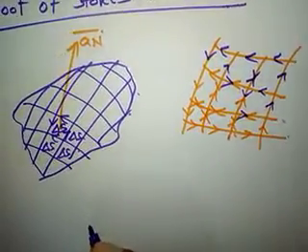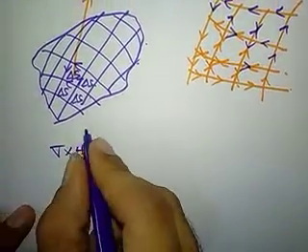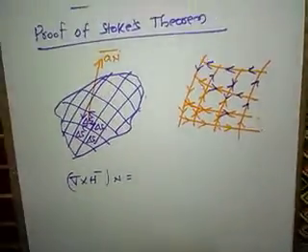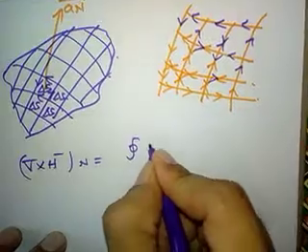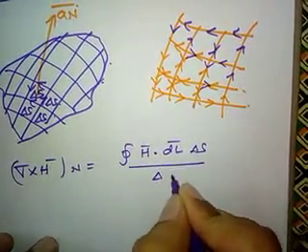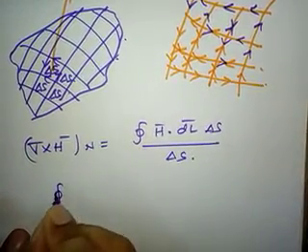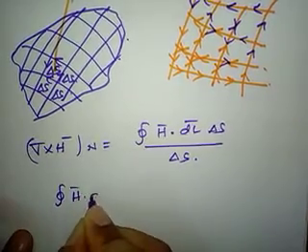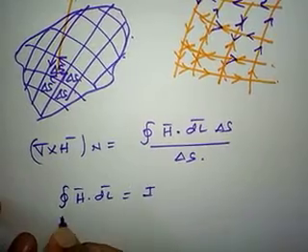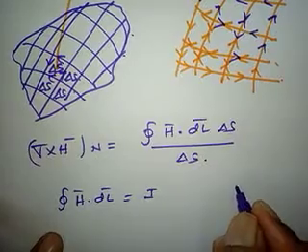Now, applying the definition of the curl to the incremental surfaces, we get del cross h bar in the normal direction, that is closed line integral of h bar dot dl bar over delta s, divided by delta s. Now how did we get this equation? We know that the closed line integral of h bar dot dl bar is equal to I. This is Ampere's circuital law.